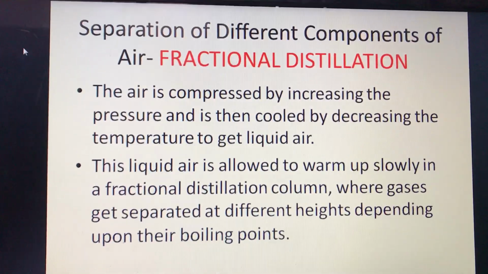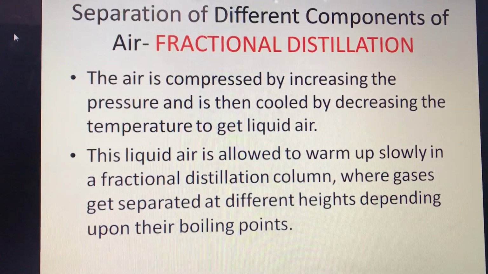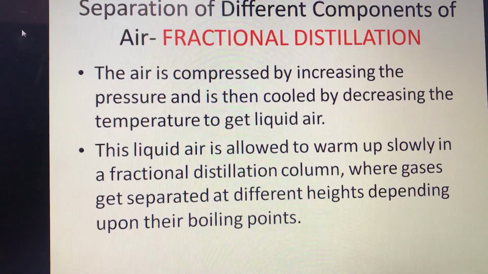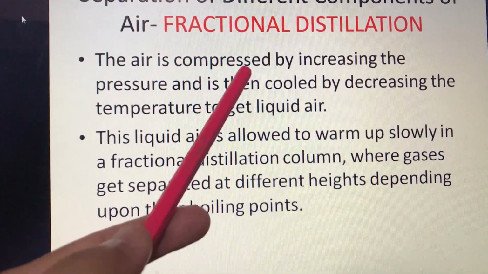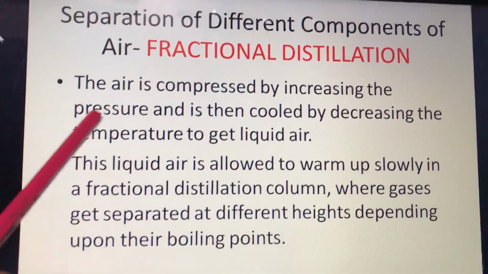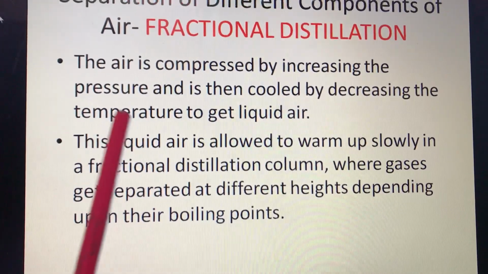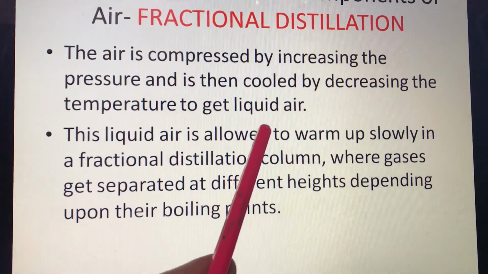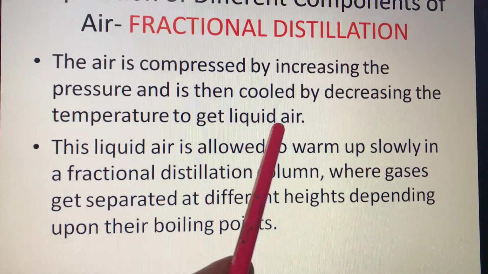Separation of different components of air. Now by the fractional distillation method the different components of air can be separated, and for this the air is compressed. How is it compressed? By increasing the pressure. If we apply pressure on a gas, then its volume decreases, it starts getting converted into a liquid. So the air gets converted into liquid air.